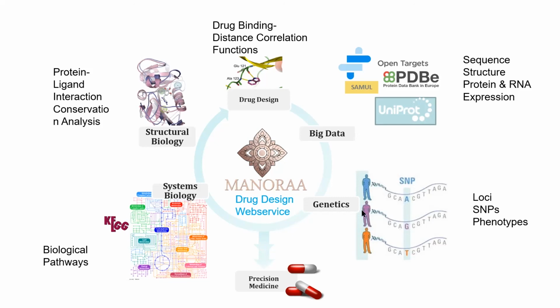It also allows for linking to genetics data, that is, the single nucleotide polymorphisms of the protein. And it also offers data from biological pathways. That means it shows the KEGG pathways. So you can discover the protein in the map of the biological pathways and its reaction against several other targets. And for in-depth analysis, MANORAA allows for protein-ligand interaction conservation analysis and a drug binding distance correlation function.